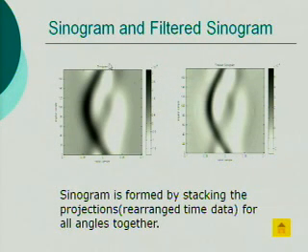If we look at this, the y-axis shows different angles. So if we choose 100, the value of every point on this line means the time of those parallel paths that make a 100-degree angle with the y-axis. And on the right is the filtered sinogram after ramp filtering.